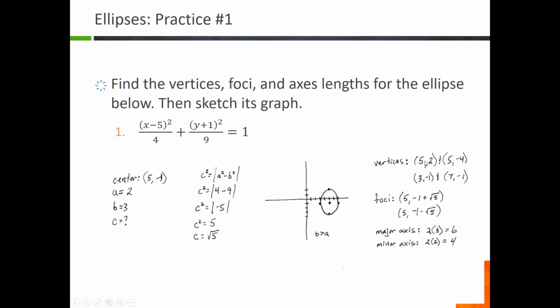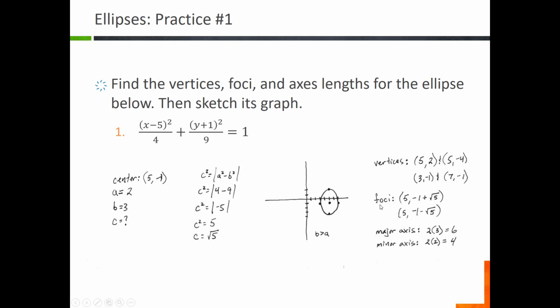So to find the vertices, there's 4 vertices. There's the vertices on the major axis, which would be at (5, 2) and (5, -4). So again, these 2 points are 3 units above and below the center. And then we have minor vertices, which are 2 units to the left and to the right of the center. So now we're talking about the x value. So 3 is 2 units to the left of 5, and 7 is 2 units to the right of 5. Notice they still have the same y value as our center.